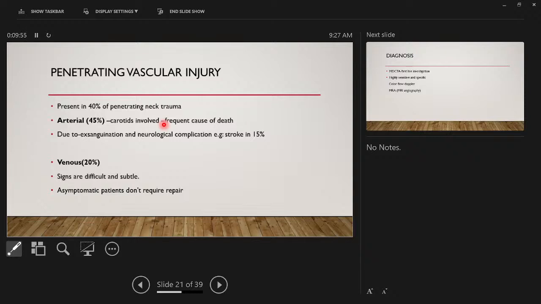Penetrating vascular injury is present in about 40% of penetrating neck trauma. The bleed can be arterial or venous. Arterial is most of the time, 45%, due to carotid arteries, and the venous is 20%. This does not require any surgical repair. It is mostly asymptomatic and the patient doesn't require any repair. For the arterial, we have to just control the bleeding, guided by examination and neurological complications.